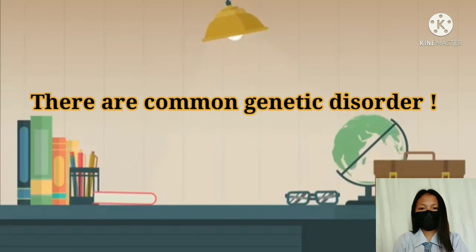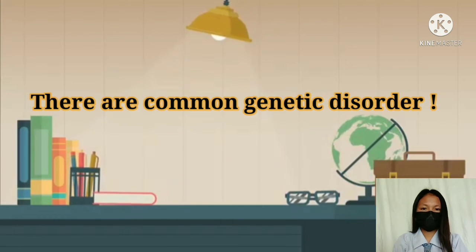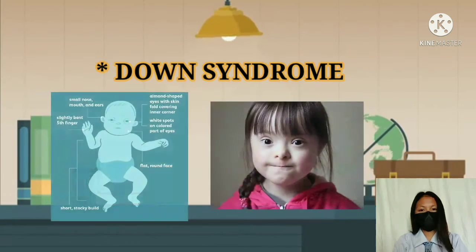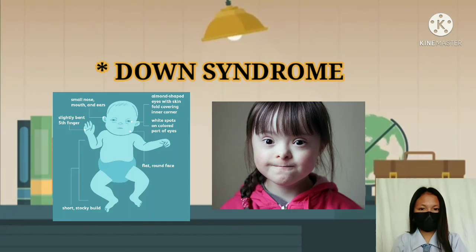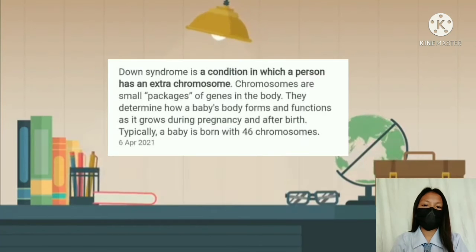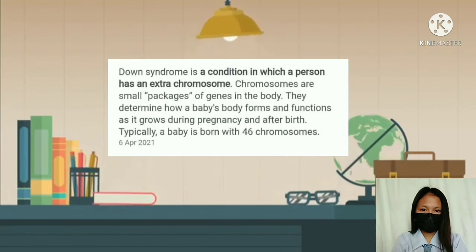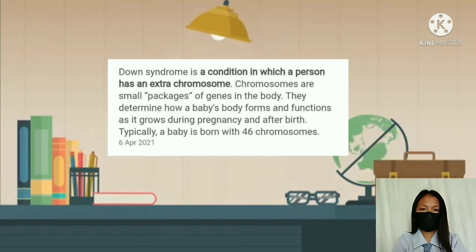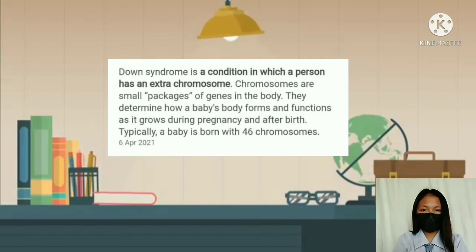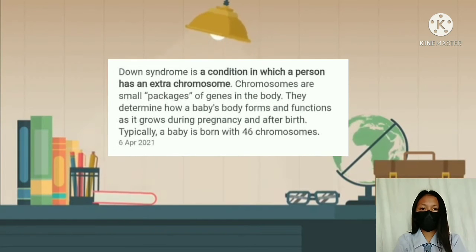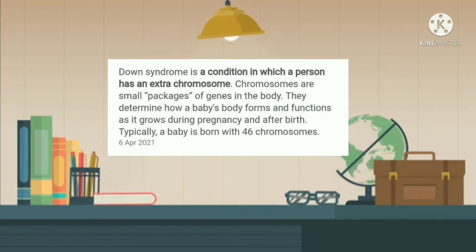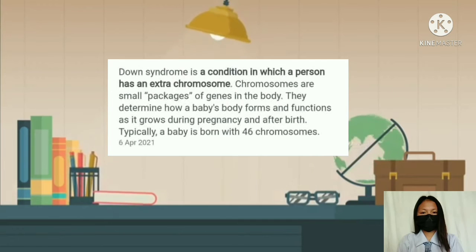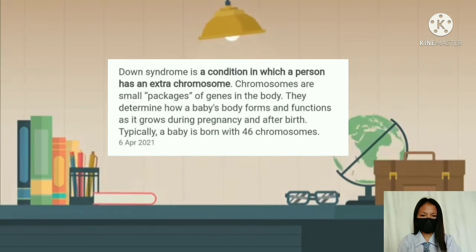There are common genetic disorders. The first one is Down syndrome. Down syndrome is a condition in which a person has an extra chromosome. Chromosomes are small packages of genes in the body. They determine how a baby's body forms and functions as it grows during pregnancy and after birth. Typically, a baby is born with 46 chromosomes.